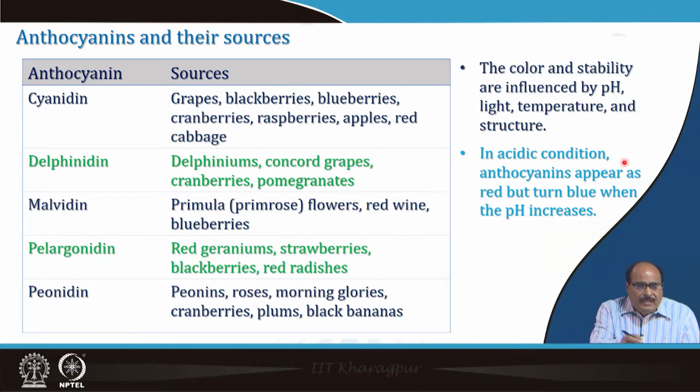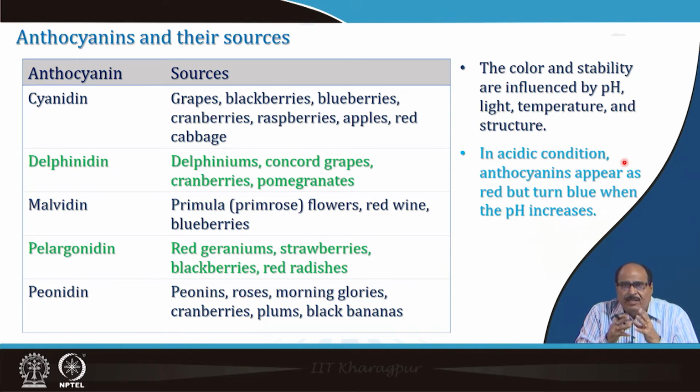Okay. So, here are the major groups of anthocyanin like cyanidin, delphinidin, malvidin, petunidin and peonidin, and their sources. Malvidin is found in flowers, red wine, blueberry; cyanidin is found in grapes, blackberry, blueberry, cranberry, raspberry, apples and so on. So, all these compounds are used for various applications. Some of these colors, the major portion, remain in the peel or in the pomace, etc. So, they can be used for extraction.